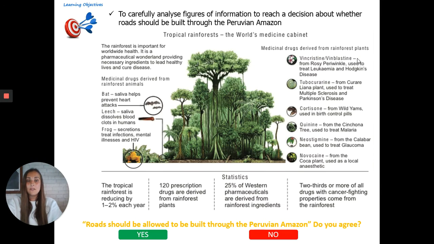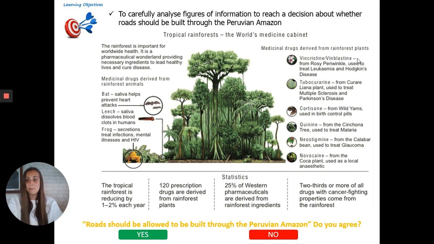Okay, so this next bit of information I just wanted to show you because I think it's really interesting to see this, that the tropical rainforest, in previous lessons we've described them as the lungs of the earth. So not only are they lungs of the earth providing us with oxygen and storing carbon, but it's also known as the world medicine cabinet. So it's really important for worldwide health. It's got lots of medicinal drugs that are derived from different either rainforest plants or rainforest animals. And there's just some facts and figures and things there.